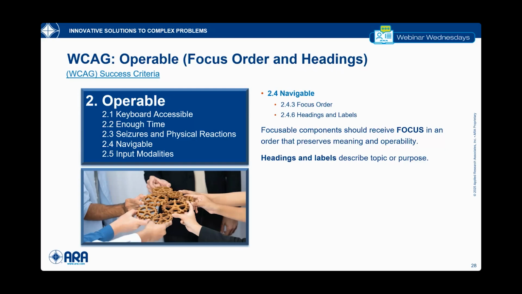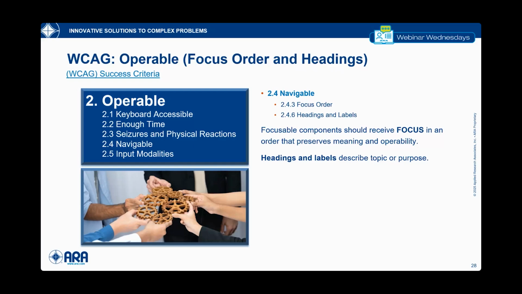2 more guidelines that impact operability. These are both related to navigation, and that's the focus order. The focus order impacts the order in which elements receive focus and are read aloud by a screen reader. Typically, that's from left to right, top to bottom, but the order should be logical. So, for example, if images, source credits, and captions are read, they should be read in a consistent order throughout the web page or document.